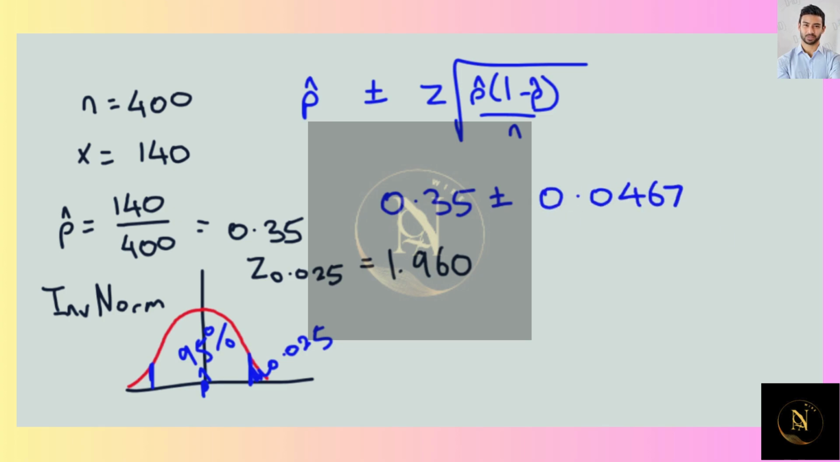0.0467. If I take that away from the point estimate, I get the lower bound of my interval, 0.3033. If I add it on, I get the upper bound, 0.3967. And there is my confidence interval for the population proportion.